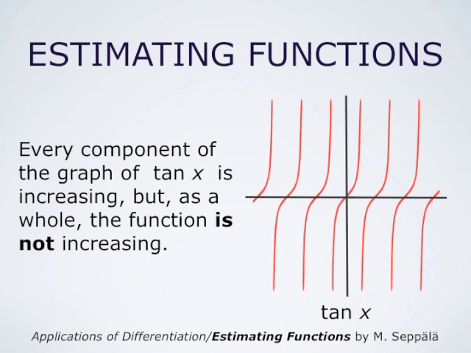So what happens here is that tangent is defined on a union of infinitely many intervals, and each component of the graph of the function is increasing itself, but as a whole, the graph of the function tangent of x is not increasing.